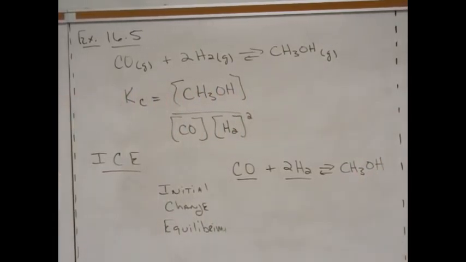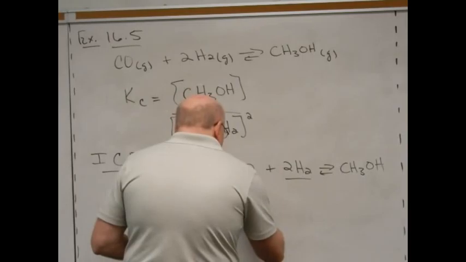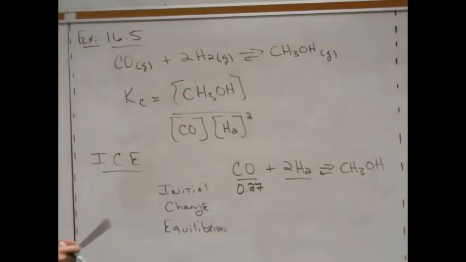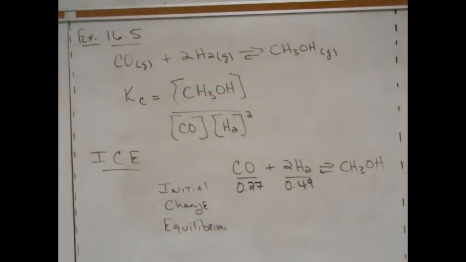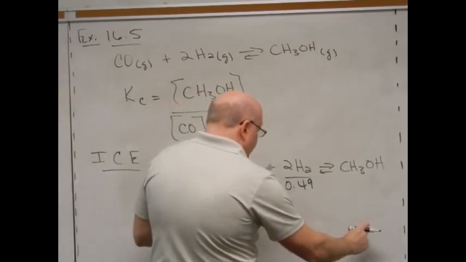Now, once you frame an ICE table, take a look at what they told us. They said the initial concentration of CO is 0.27. They said the initial concentration of the hydrogen is 0.49. The next comment they say is that at equilibrium, the concentration of CH3OH is 0.11 molar. This is our equilibrium line. It's the CH3OH.